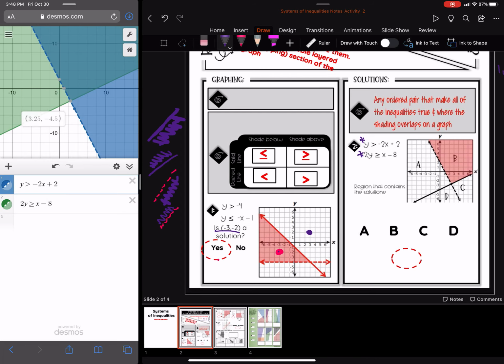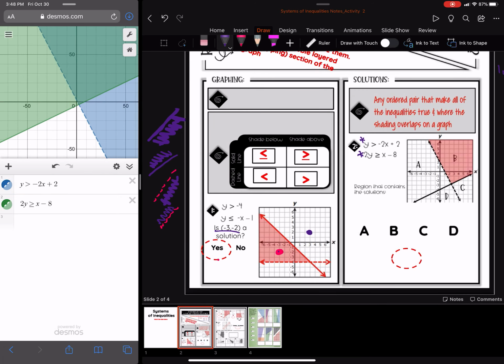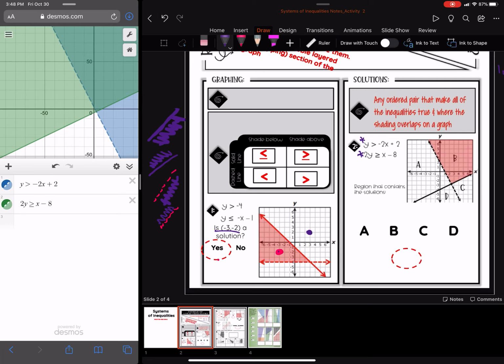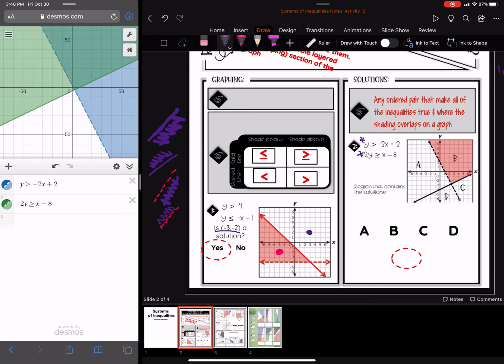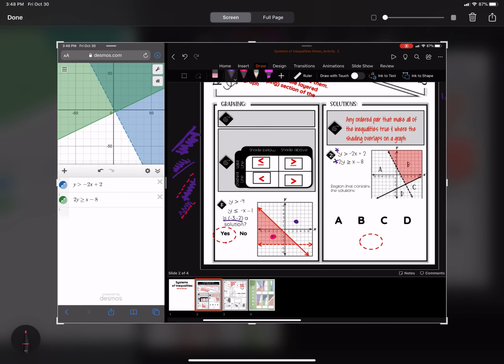Okay, and obviously we can see where the solution set is. It's not A. A would be this green part right here. I'm going to screenshot and show you what they labeled. So they labeled this as A, right here. They labeled this part B, right there. They labeled this part C, right there. And they labeled this part D.